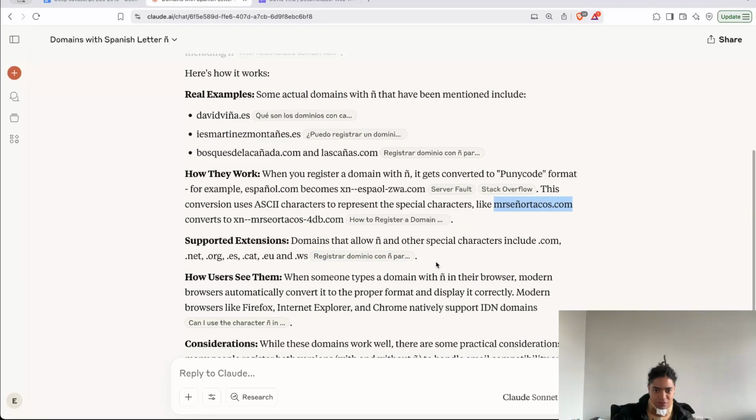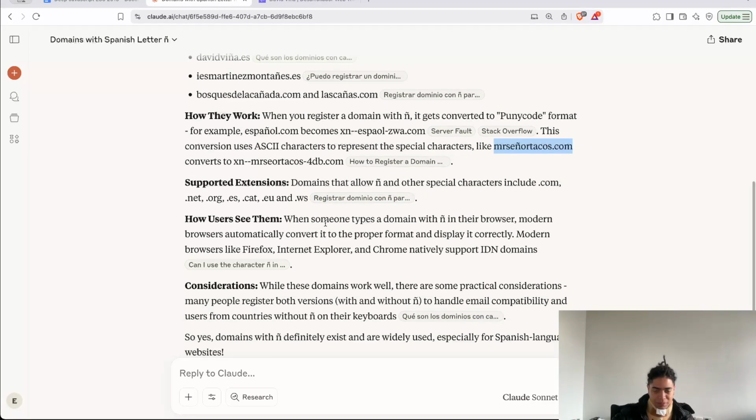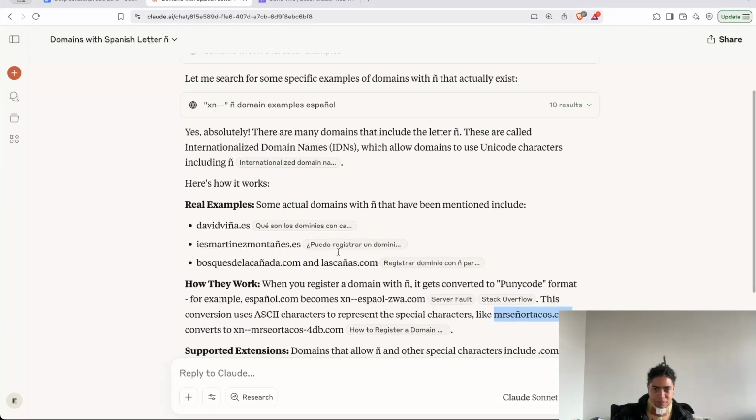Supported extensions. Domains that allow IDN and other special characters, and how users see them. When someone types a domain with IDN in the browser, the browser automatically converts it to the preferred format and displays it correctly. Modern browsers like Firefox and Internet Explorer natively support IDN, international domain names.